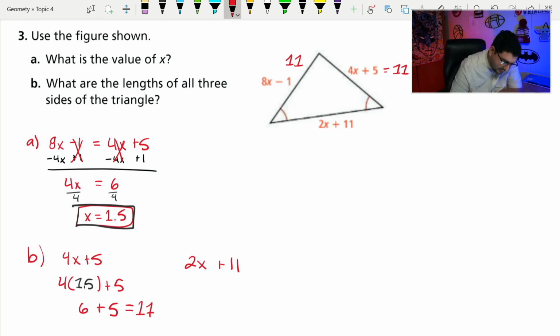Now let's plug it into 2x plus 11. Down here, I'm going to replace that x with 1.5. So I'm going to get 2 times, again, taking that 1.5 and plugging it in, plus 11. 2 times 1.5 is 3, plus 11 would get me 14. So now I know that this side underneath is 14.